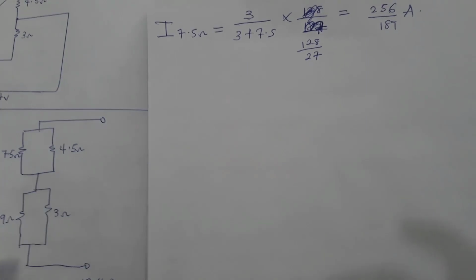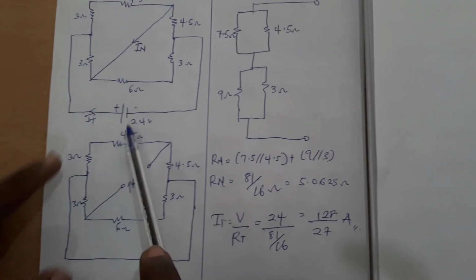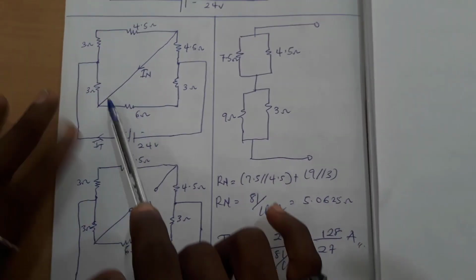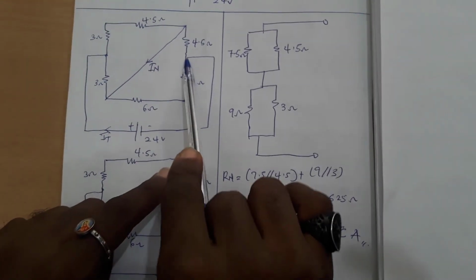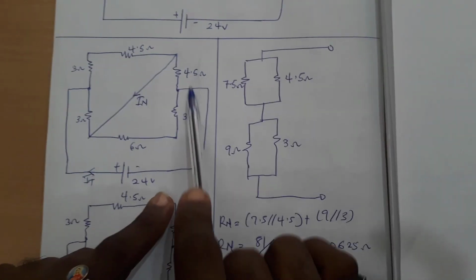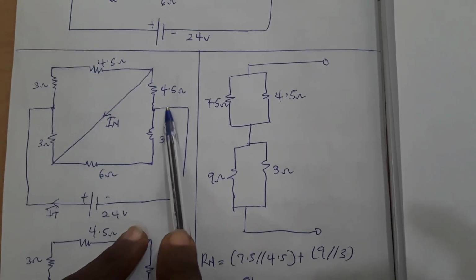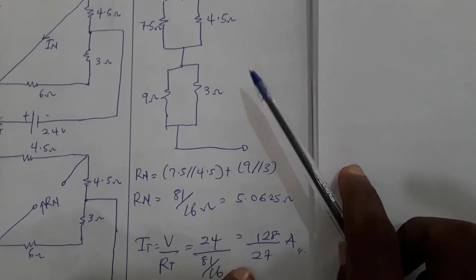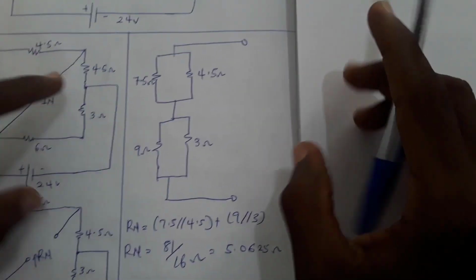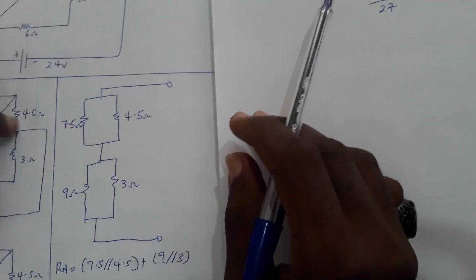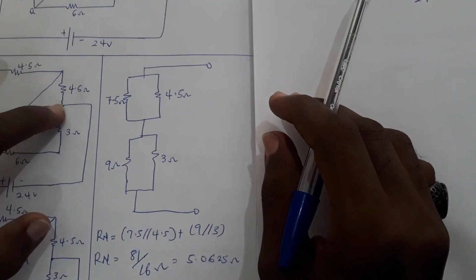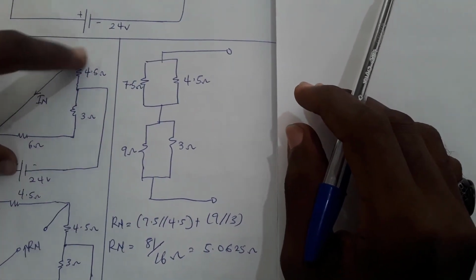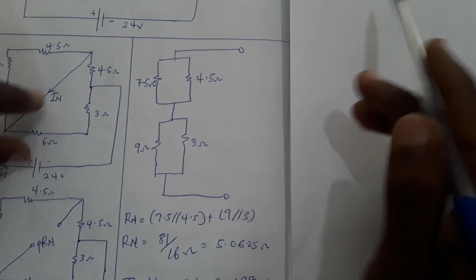So the same way, we know that after this current goes through every resistor and comes back, it should join here and come back to the source. So we know that the total current here is also 128 out of 27. So from here we can use current division to find the current through this IN. So the current here coming from this side and the current from this side should give us the current IN.